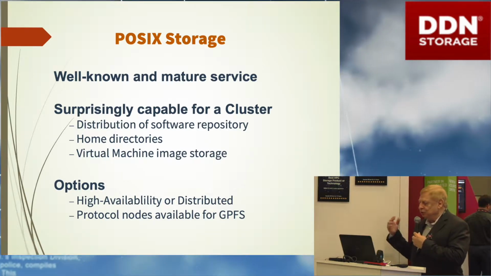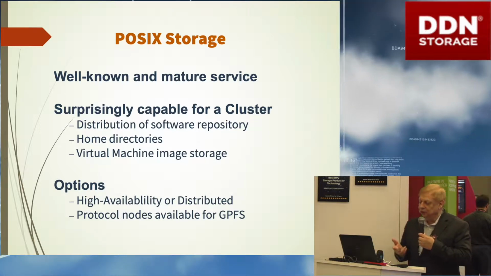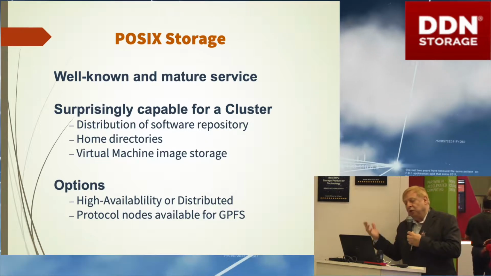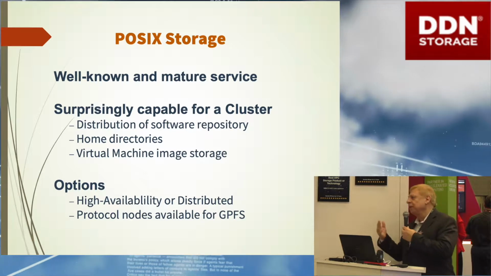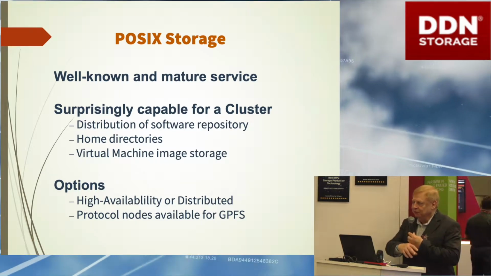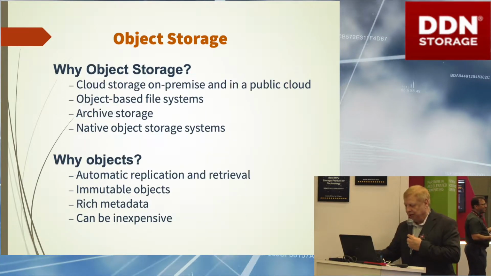The other options are you can get POSIX storage with very high availability, and it's going to be distributed around, so you can actually have multiple ways of doing that. But you can also do this with things like GPFS or by using their protocol nodes. And those are things which basically tie GPFS, the high performance parallel file system, into something that's more POSIX oriented like this.